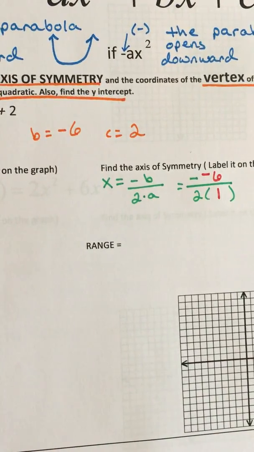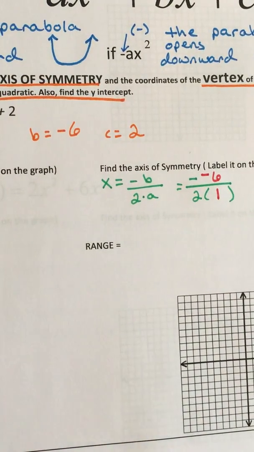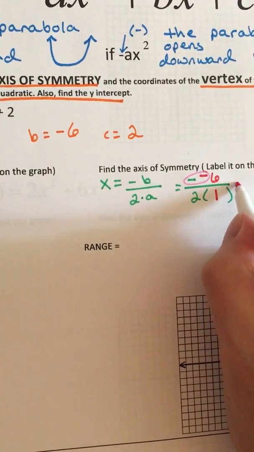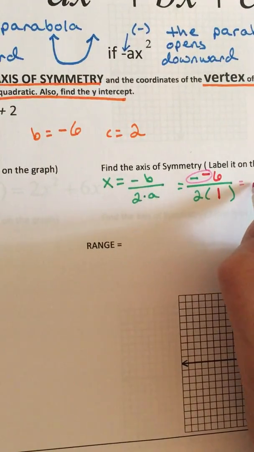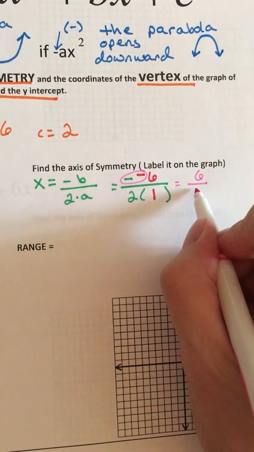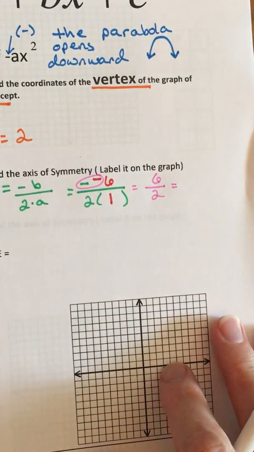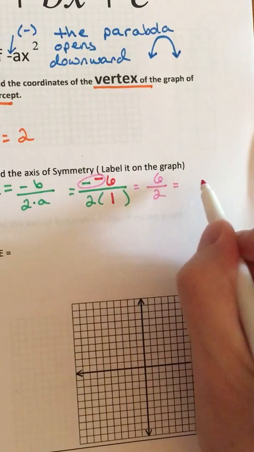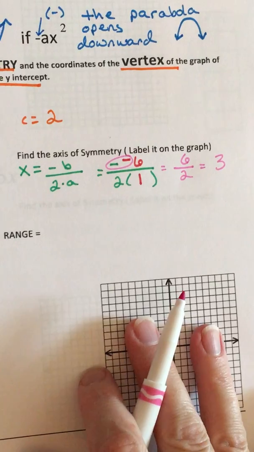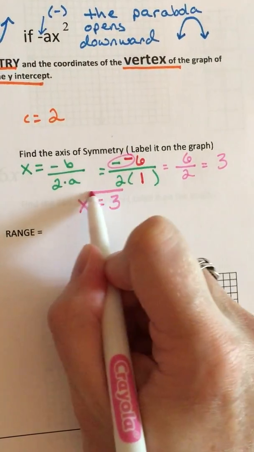Okay, so now we can tidy this up and say, oh yes, I remember, let's get a different color, that a negative and a negative side by side makes a positive 6. And 2 times 1 is 2. So to finish this out, 6 divided by 2 is 3. So the axis of symmetry for this quadratic is going to be x equals 3.